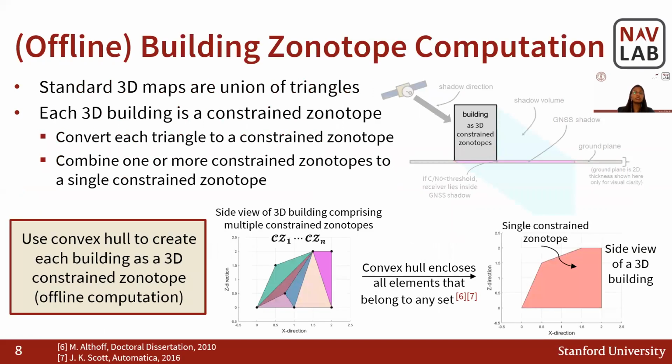In the first step, which is executed offline, we pre-process the standard 3D maps that are expressed as a union of triangles. We convert each triangle to a constraint zonotope. An example illustration of multiple constraint zonotopes associated with the triangles of a 3D building is shown in this figure. Then we utilize the convex hull property to combine the elements belonging to any of these constraint zonotopes into a single constraint zonotope, which is shown on the right.